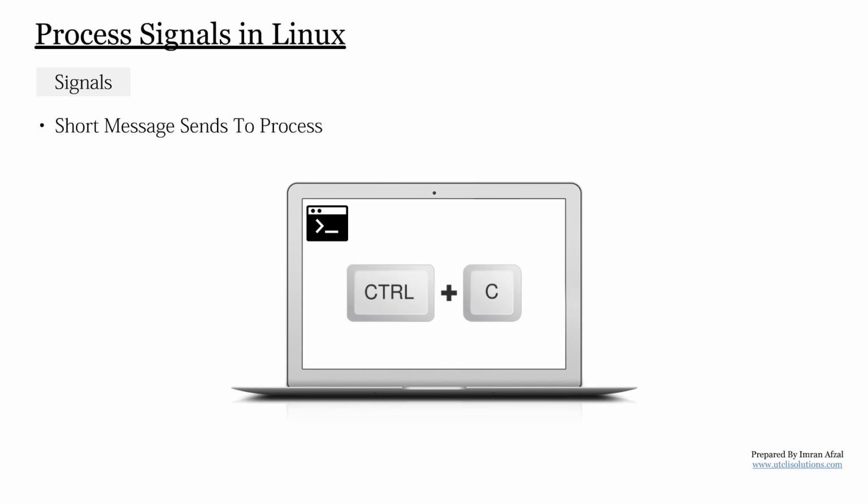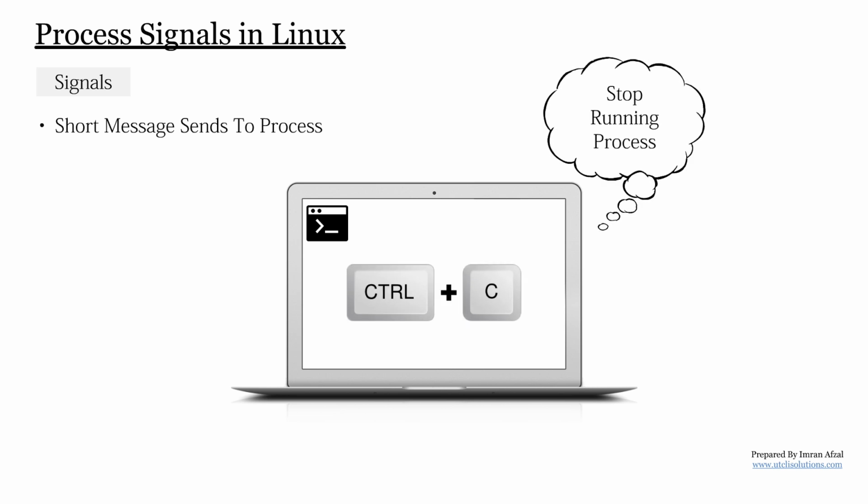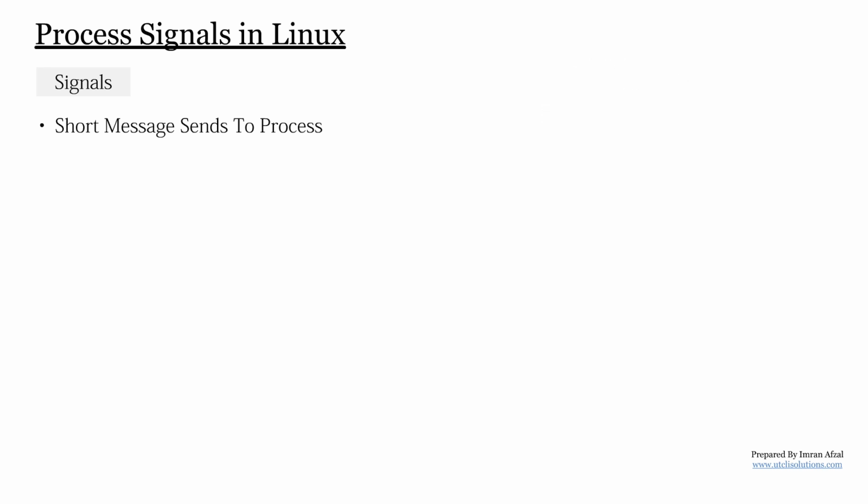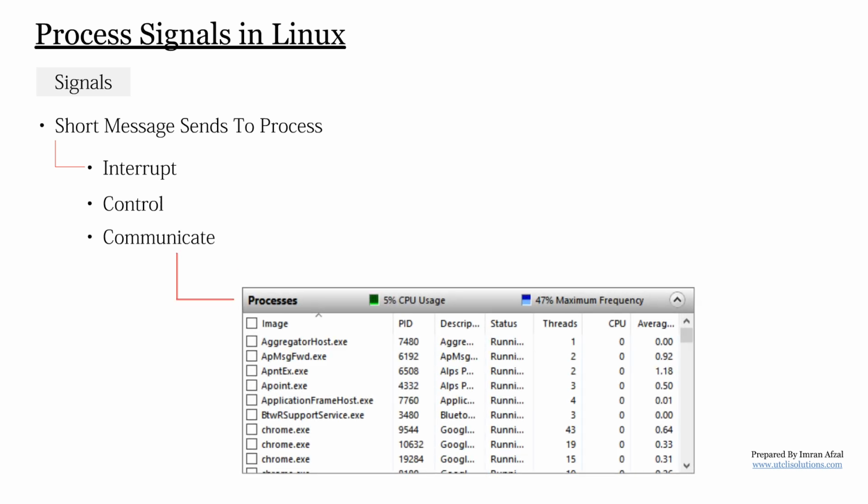On the other hand, a signal is like a short message that the operating system or user sends to a process, telling it that something has happened and it needs to take certain actions. For example, if you press Control C in the terminal, a signal is sent to stop the running process. So, signals are a way to interrupt, control, or communicate with processes without modifying the code of the program itself.